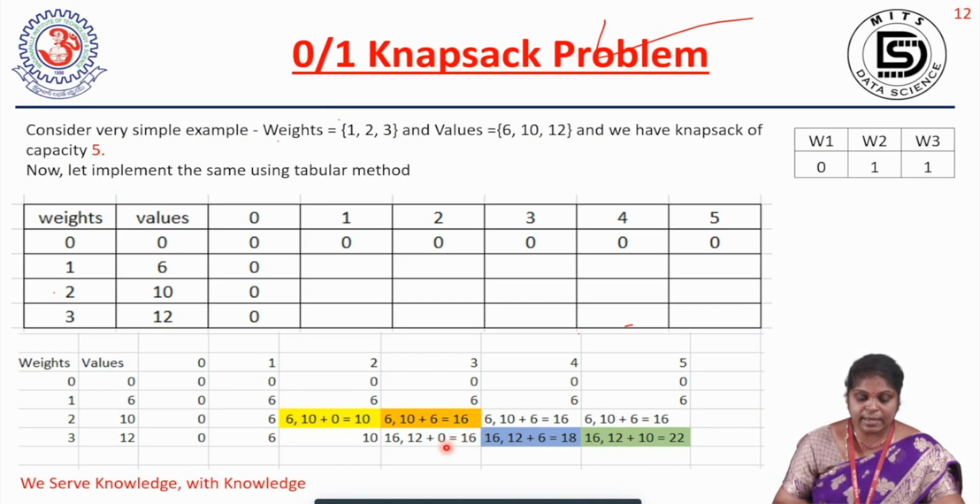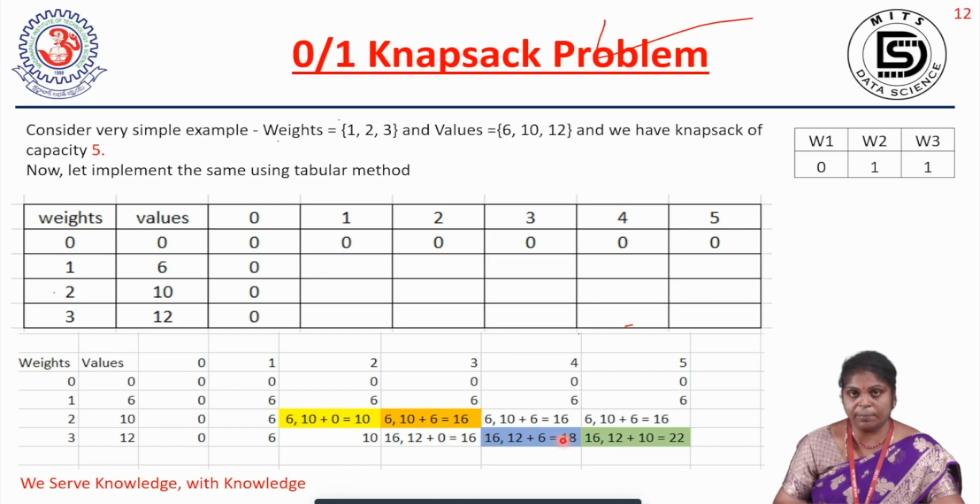So here the 3 comma 3 entry is filled with the 16, instead of item 3. Similarly, if you go for the 3 comma 4 entry, here again we have 5 options. What are the 5 options? Item 1 alone, item 2 alone, item 3 alone, or the item 1 and item 2 combination, or the item 1 and item 3 combination. We can go for these 5 combinations.